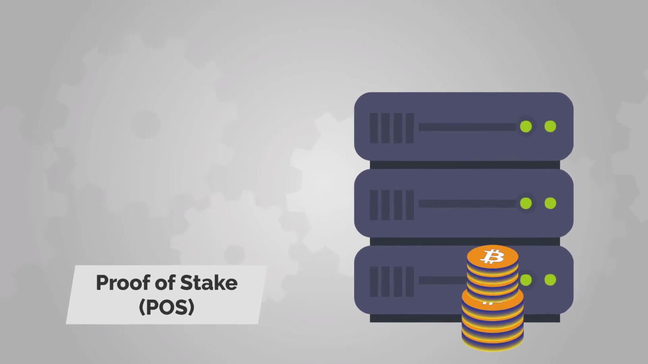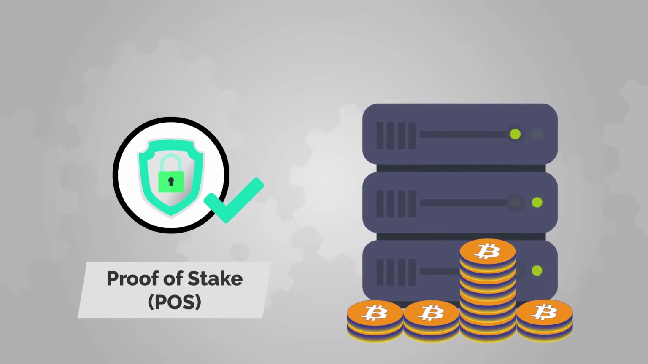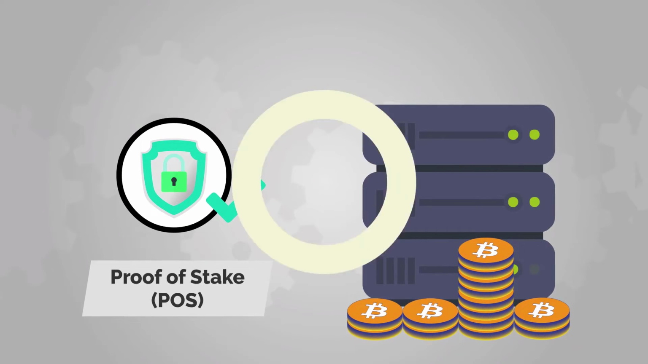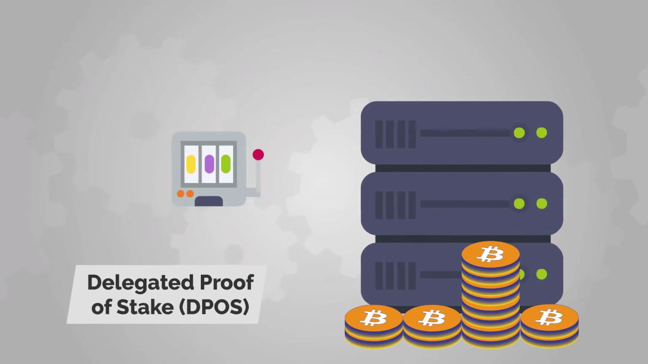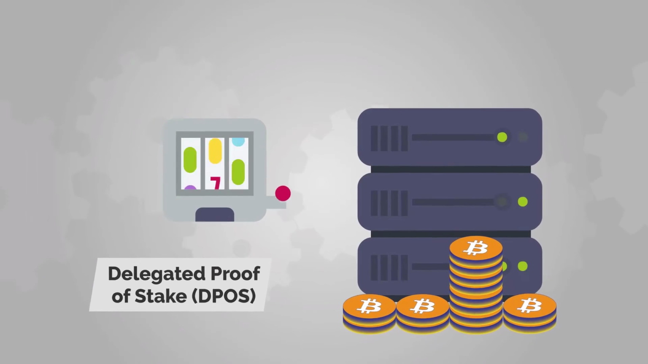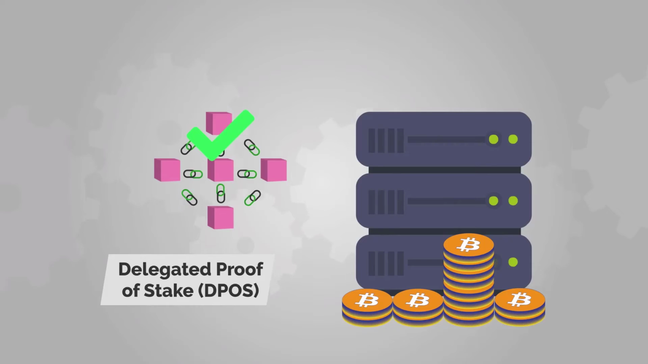But PoS requires nodes to have a certain amount of cryptocurrency to validate transactions. DPoS is similar to PoS, but it allows nodes to vote on who should validate transactions.